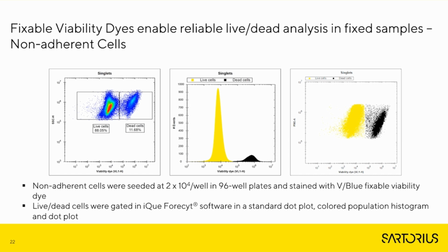And then on the right-hand side, we have essentially the same plot as we do on the left, but we've color coded as we have done with the histograms. So again, it gives you some flexibility in terms of how you want to present your data as well. But basically what this data clearly shows is that we can quite clearly distinguish between our live and dead populations using these fixable viability dyes.